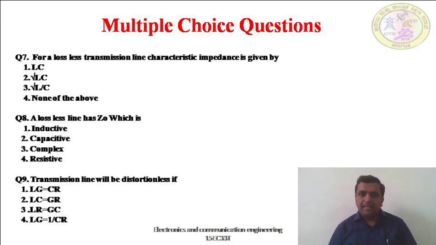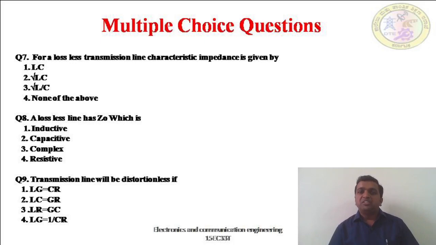Question number 8. A lossless line has Z0, which is the characteristic impedance. What should the characteristic impedance be in a lossless line? I repeat the question. Question number 8. A lossless line has Z0, or characteristic impedance, which is option number 1, inductive, option number 2, capacitive, option number 3, complex, option number 4, resistive. The answer is option number 4, resistive. For a lossless line, the characteristic impedance must always be resistive. It should not have any complex or reactive components. It must be resistive.